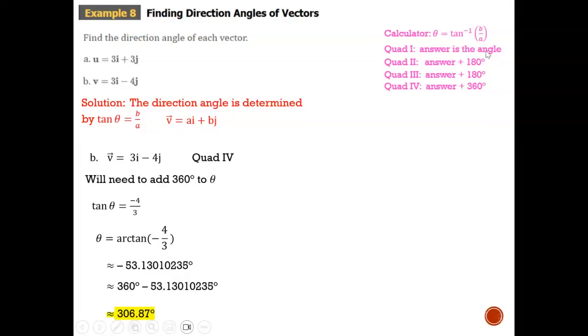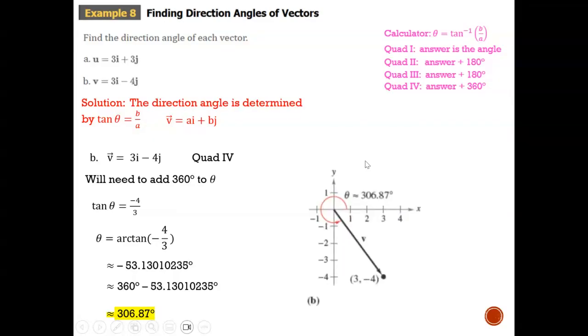But anyway, guys, what you have to remember here is that if it's in quadrant 1, the answer is what it is. If it's in quadrants 2 or 3, you add 180 degrees or pi. And if it's in quadrant 4, if you want the answer in positive, you have to add 360 or add 2 pi. That's what you have to remember for doing these types of problems.